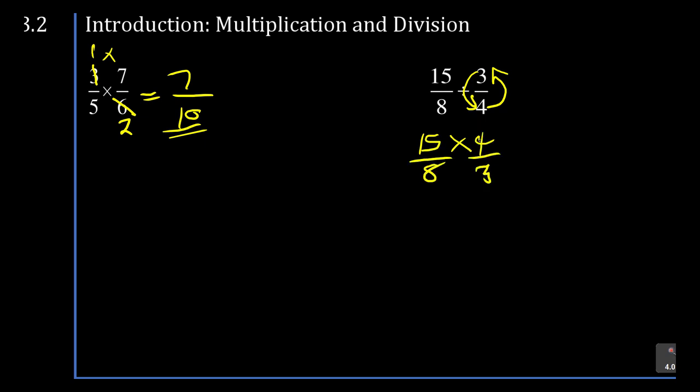That's the first thing to do. Then your 3 goes there, it gives you a 5. Your 4 goes there, gives you a 2. So the answer becomes 5 over 2. You know, that is basically that. Okay. Now, that was that.